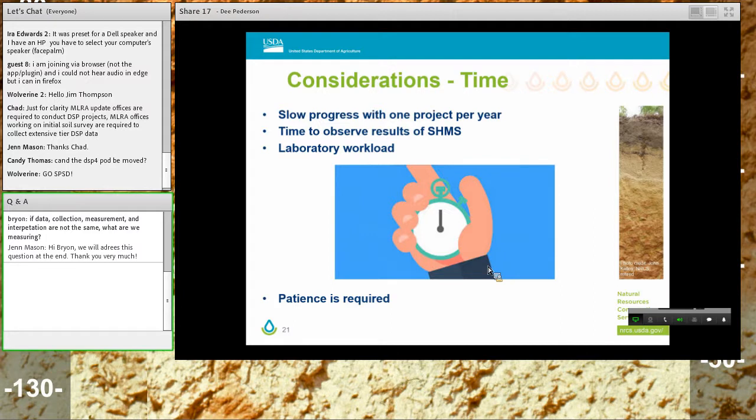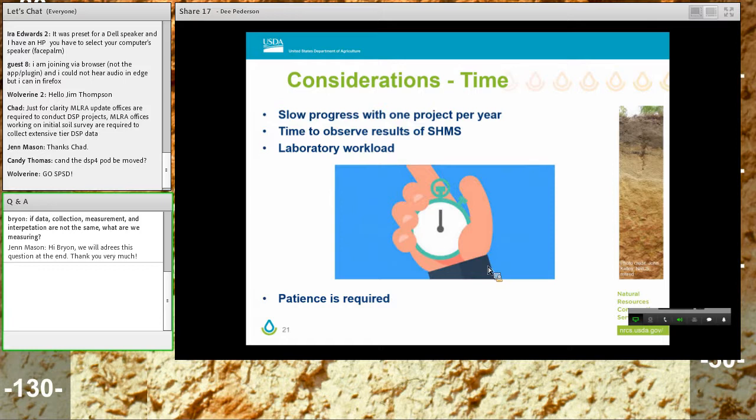Lucky for us, DSP projects also include those in-field assessments like infiltration and aggregate stability and allow for soil health indicators to be described, which allows for that quicker basic information sharing with landowners and conservation staff while that larger data set is being built.